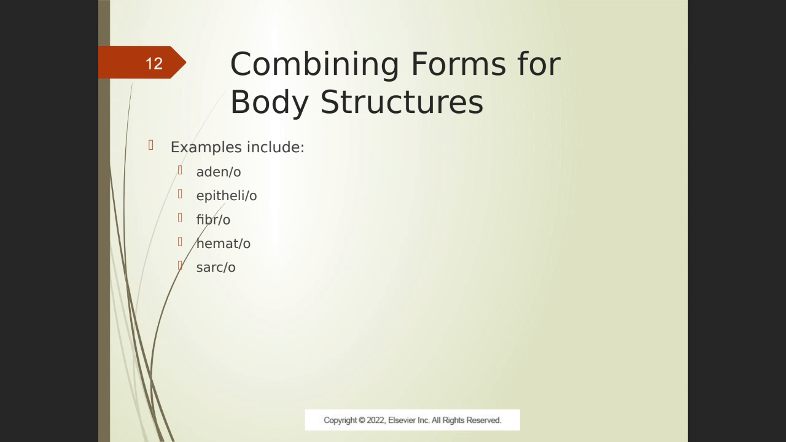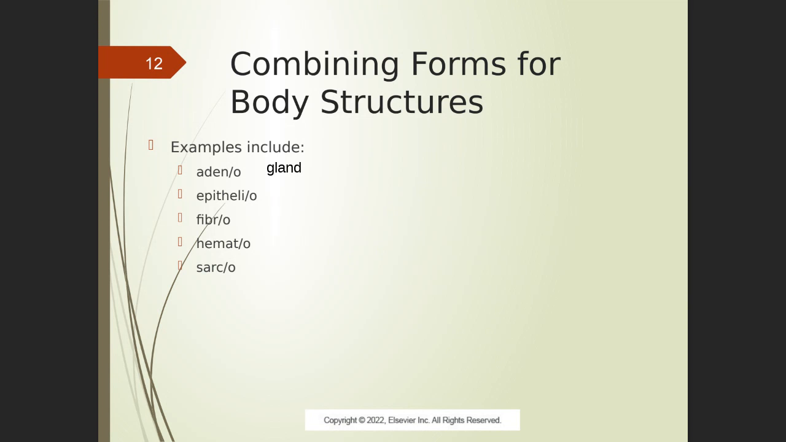Adeno means gland. So any gland. There are two different types of glands in your body: exocrine glands and endocrine glands. When we go to chapter 4, we're going to talk about exocrine glands. Those are the ones that secrete liquid or substance outside of the body. And then there are endocrine glands that deal with the endocrine system in chapter 16.